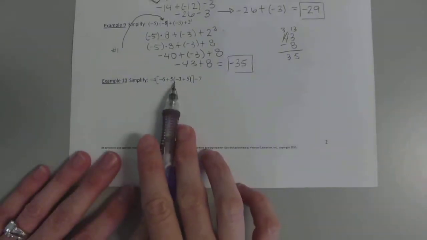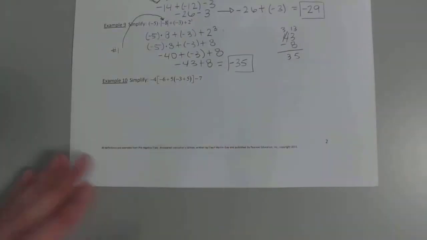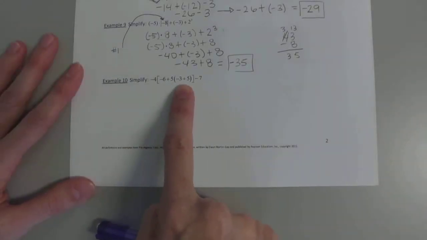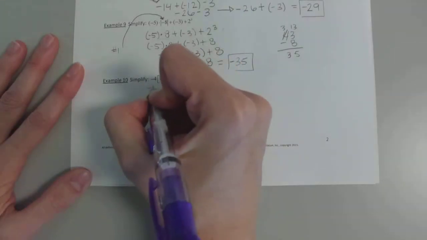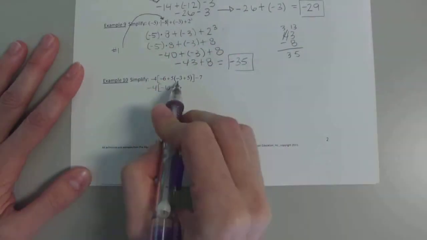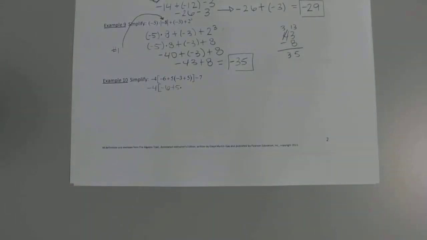Look at this one last chunk here, guys. We have parentheses inside parentheses. So kind of like what Adrian said, I am going to write most of it again, except for this next line. I'm going to do the first chunk of math that I can do, all right? So negative 4 bracket, negative 6 plus 5, but 5 is just waiting for an answer to pop out of there. Negative 3 plus 5.